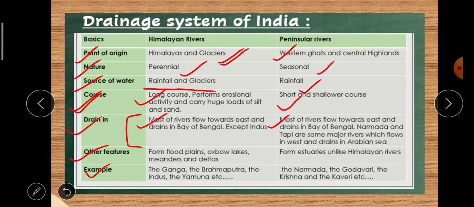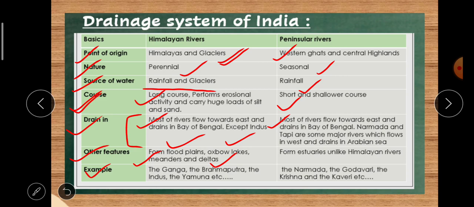In Himalayan rivers we see Indus was an exception. Over here we'll see Narmada and Tapi are some major rivers which are an exception. So they are some major rivers which flow in west, and they also drain in the Arabian Sea, which are the Narmada and Tapi in peninsular rivers, and in Himalayan rivers Indus is an exception. Now other features made by Himalayan and peninsular rivers. So Himalayan rivers form floodplains, oxbow lakes, meanders and deltas.